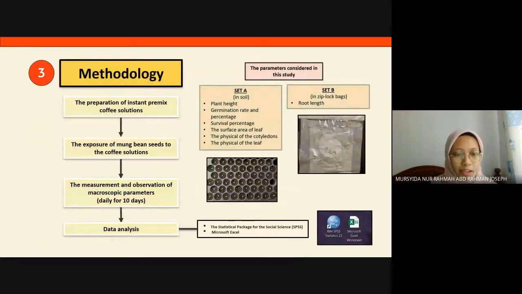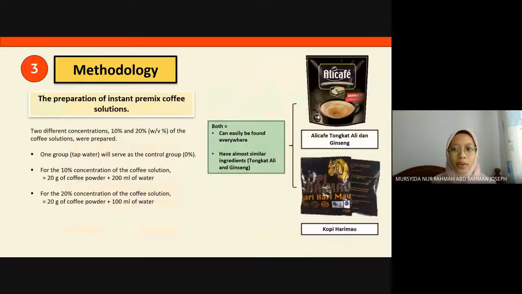So this is the methodology that I used in the study. All the parameters were observed daily for 10 days. I've selected two different instant local coffee brands, which are a well-known brand, Ali Cafe, and a coffee brand that has been banned by the MOH. It was listed as one of the food products containing scheduled poison.